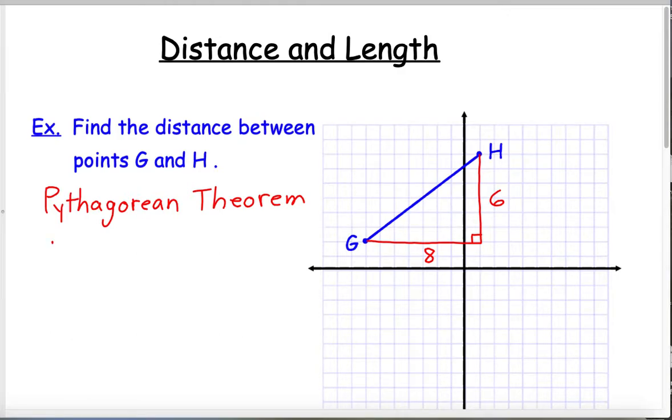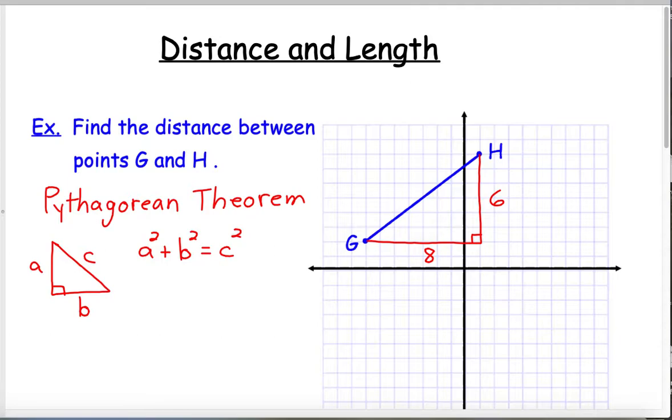It says if you have a right triangle and you label the two sides that are perpendicular as A and B, and then the side that's across from the right angle, which is the longest side, as C, the relationship is that A to the second power plus B to the second power will always equal C to the second power. And so if you know 2 of the 3 sides, we can write an equation and solve for the missing side. And so that's exactly what we're going to do here.